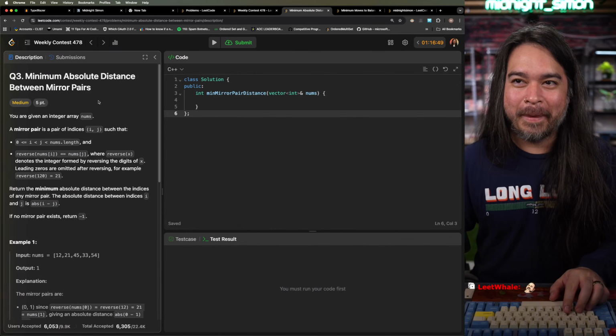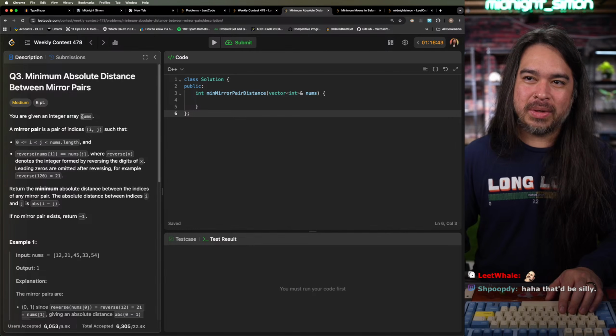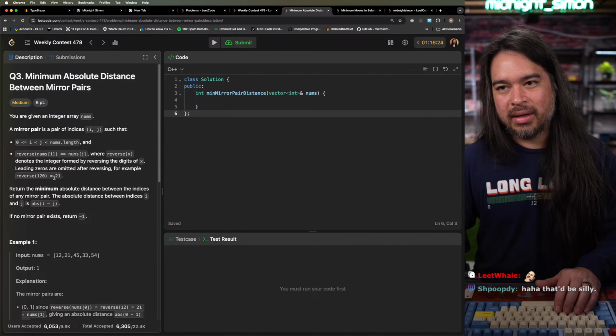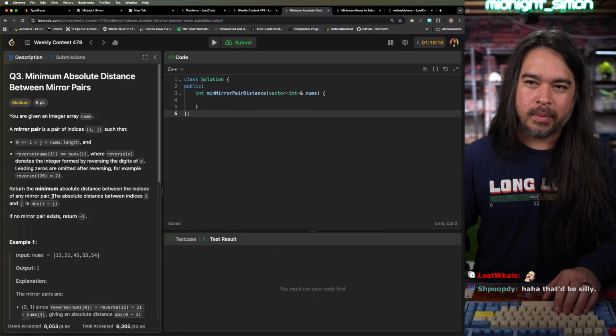Alright, Q3. Minimum absolute distance between mirror pairs. You're given an integer array nums. A mirror pair is a pair of indices i, j such that i is less than j and reverse(nums[i]) is equal to nums[j], where reverse(x) denotes the integer formed by reversing the digits of x. Leading zeros are omitted after reversing. For example, reverse(120) is equal to 21. Return the minimum absolute distance between indices of any mirror pair. The absolute distance between indices i, j is absolute this and that.